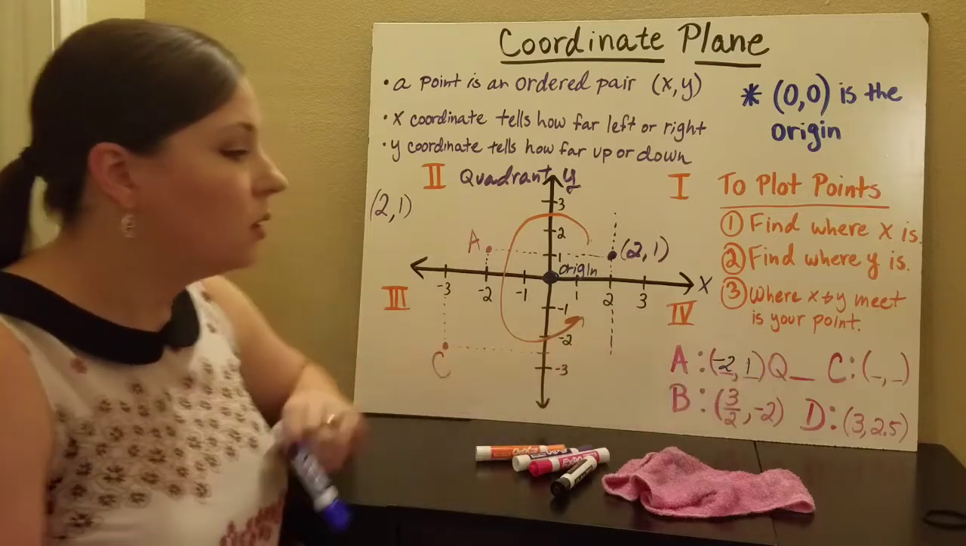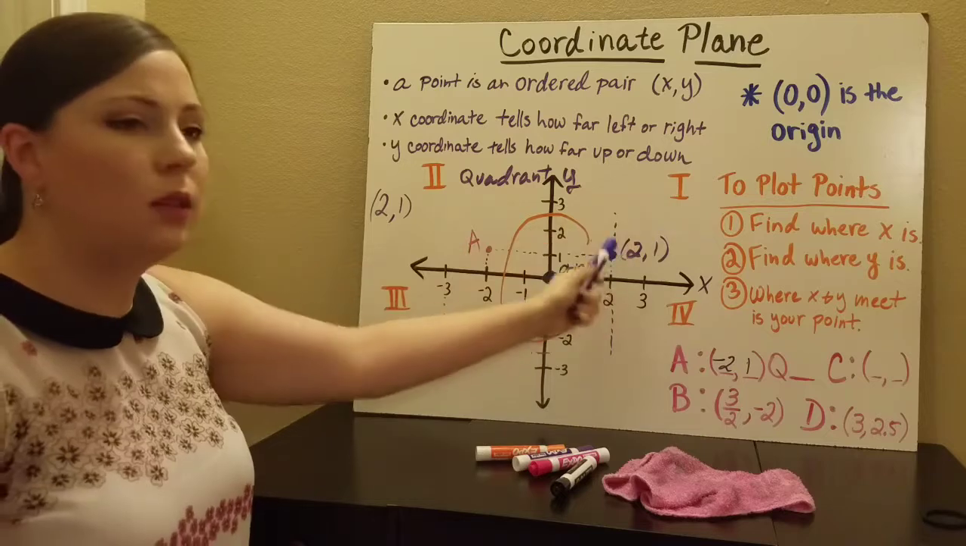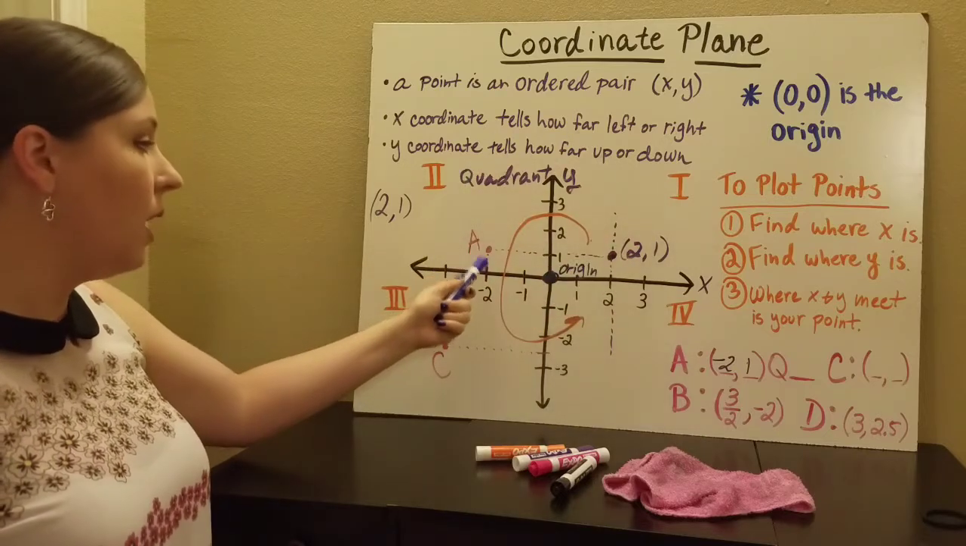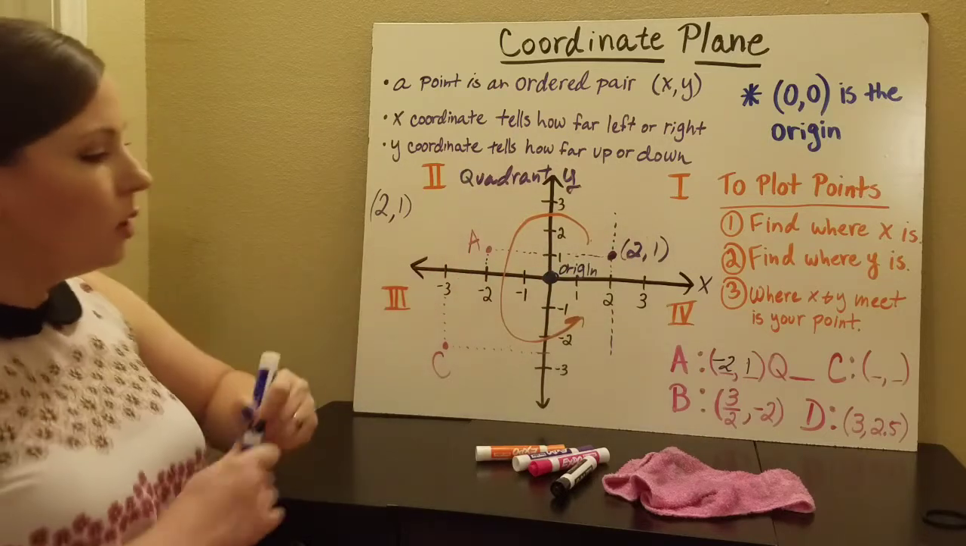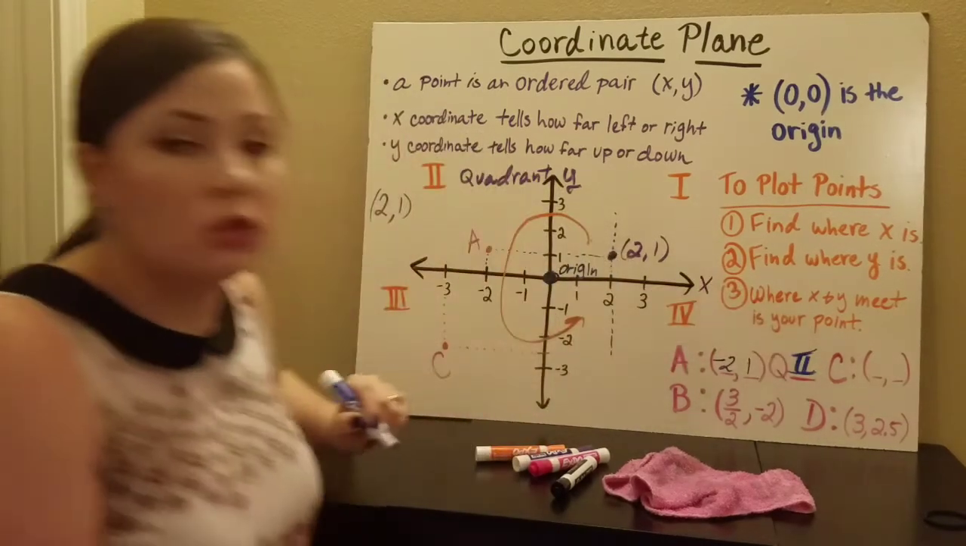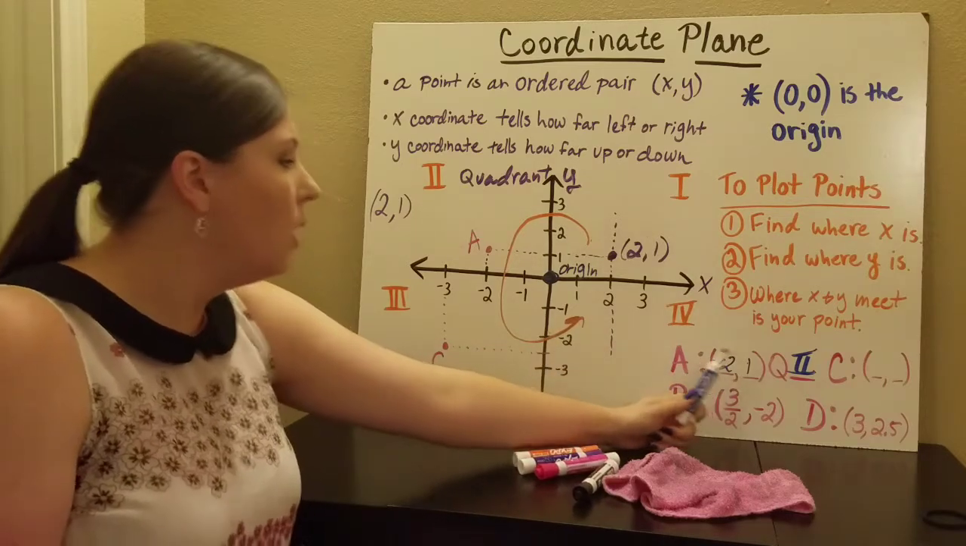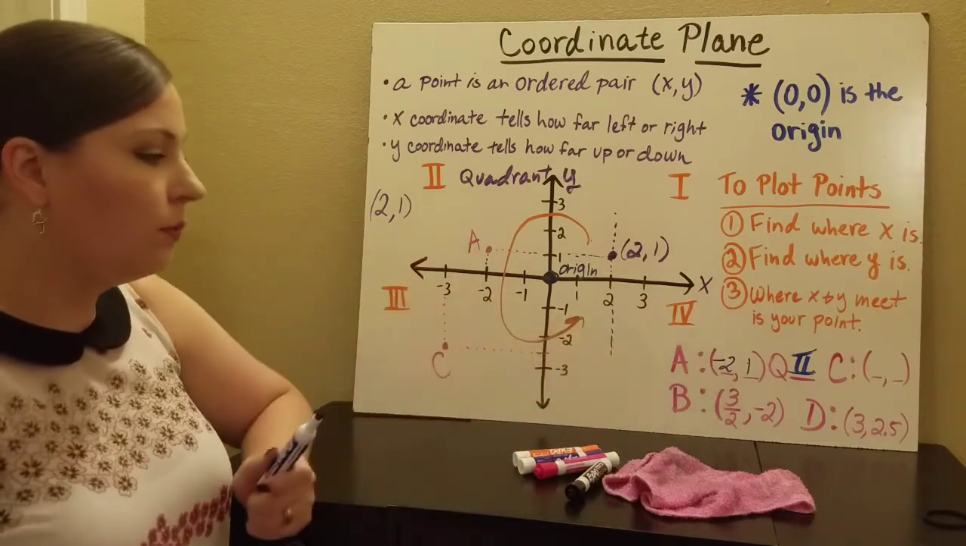And then now we need to decide what quadrant. Well, let's see here. This is quadrant 1. A is not there. So we go over here. Oh, A. It's in quadrant 2. So you would put Q2. So for A, its point is -2, 1, and it is in quadrant 2.